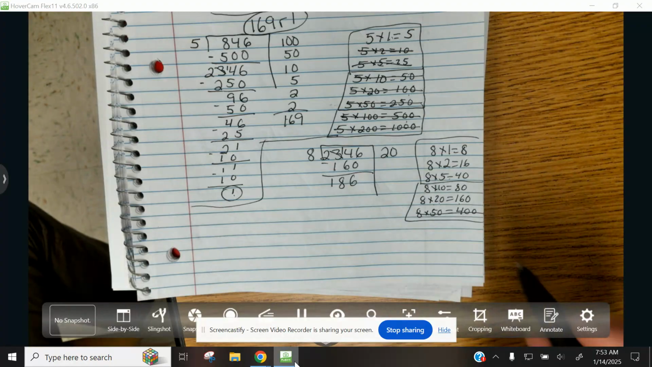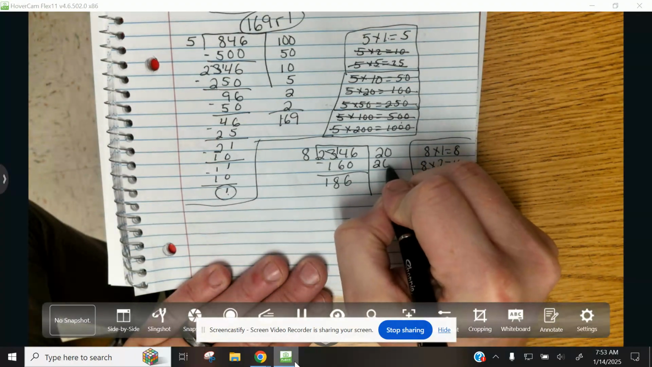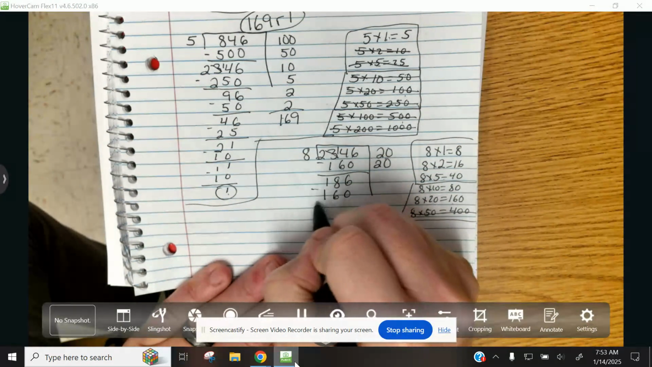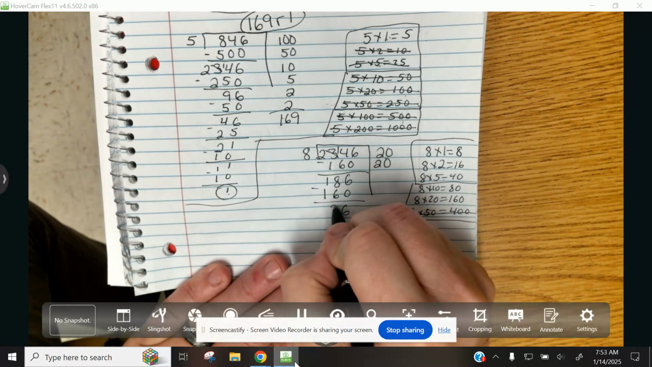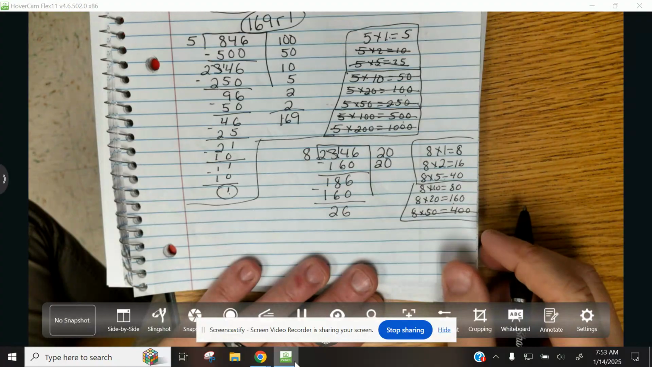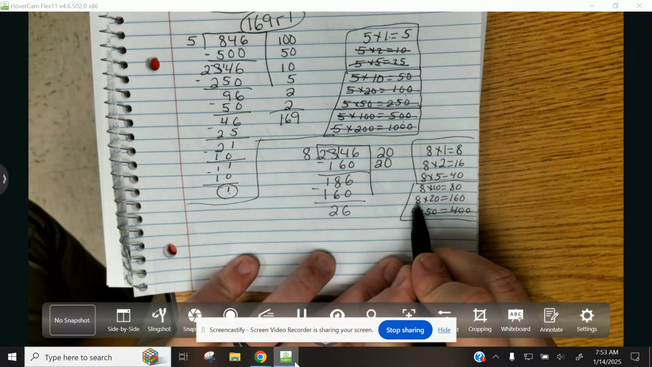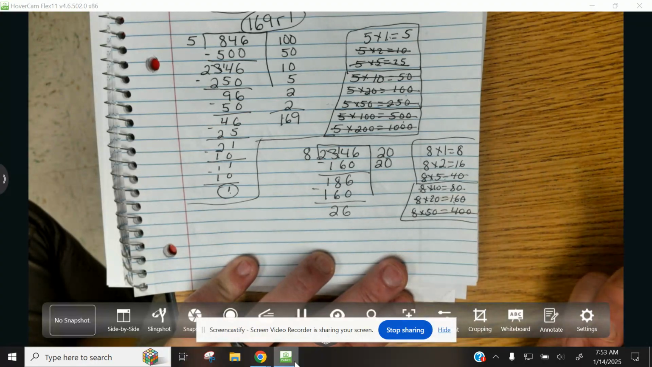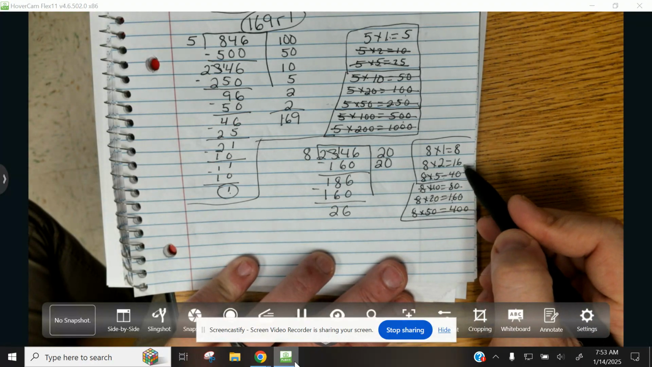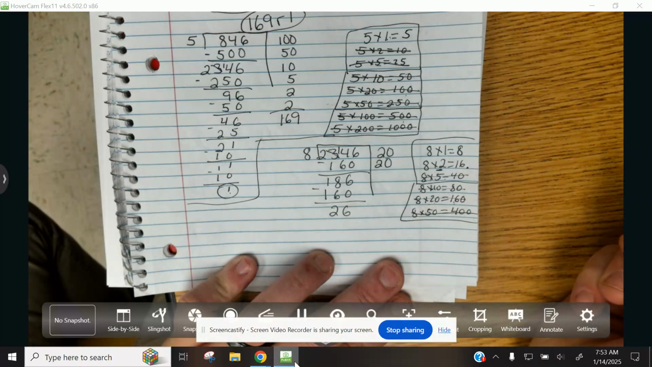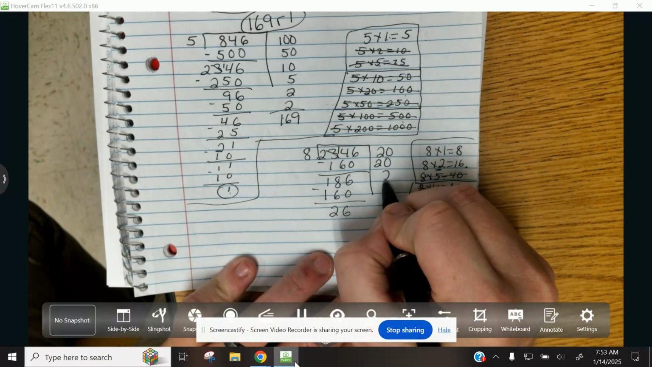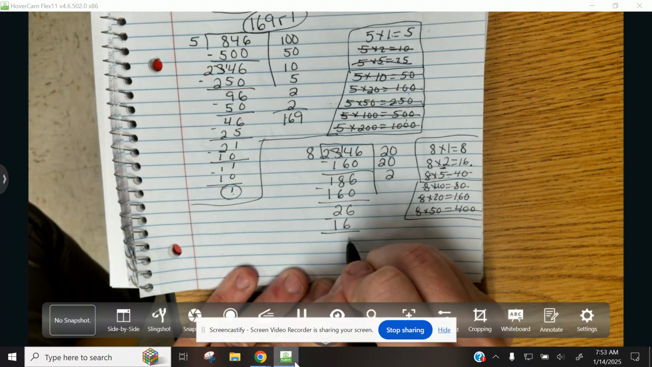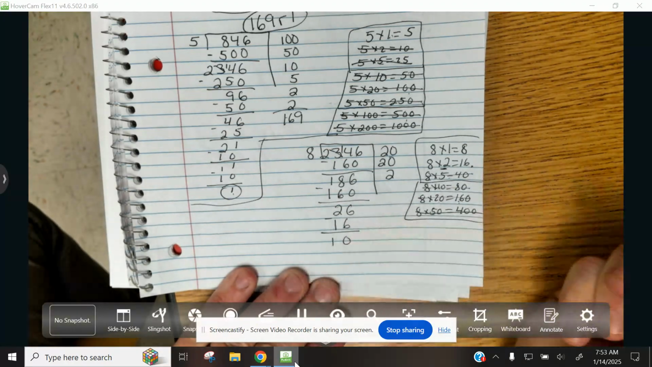It's smaller. So I'm going to use 20 again, lining them up nicely. And I'm going to know it's 160. Subtract 6, 2. So now I'm left with 26. Now what can I use? Can I use 160? Nope. 80? Nope. 40? Nope. Can I use 16? Yes. So now I'm going to do 2. I put the 2 right here. I use 16. I subtract. And now I'm left with 10.